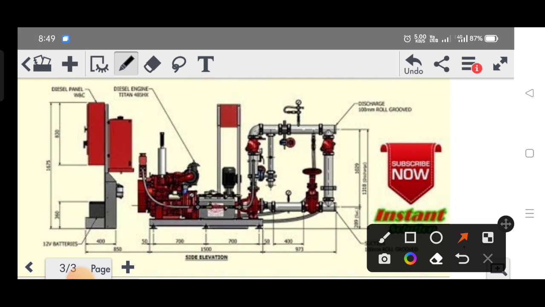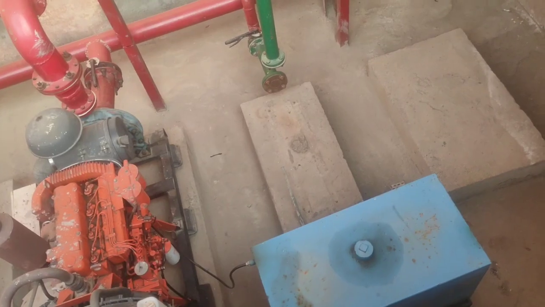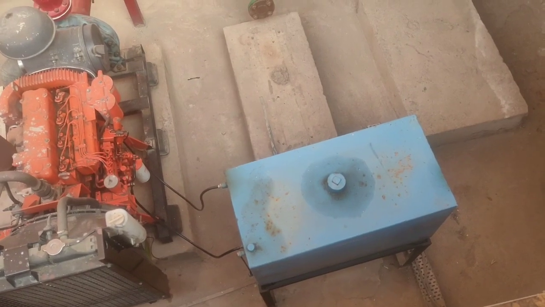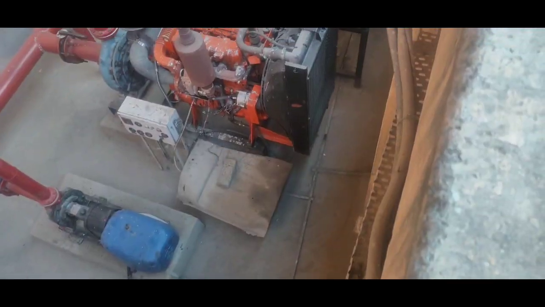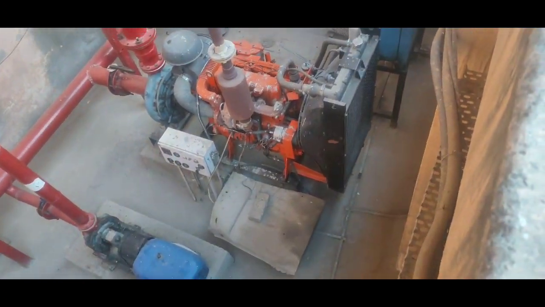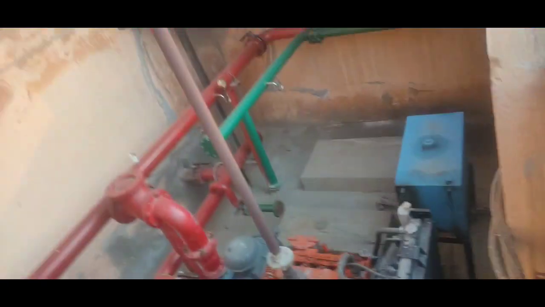This is the diesel drive engine pump. You can see this is the engine part, this is the pump part, this is the suction part, and this is the delivery part. This is the pressure gauge, this is the butterfly valve, and this is another pressure gauge. This is the engine. This is the diesel drive engine connected with the pump.